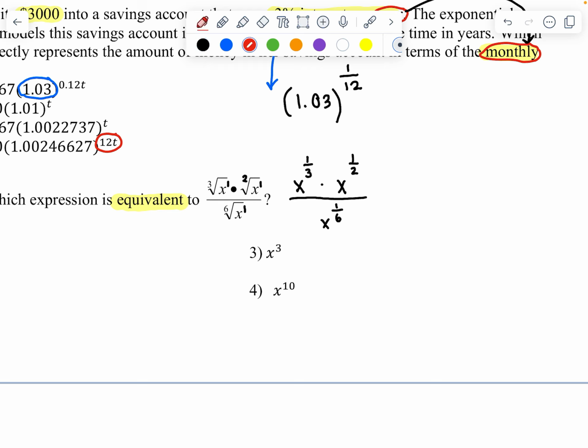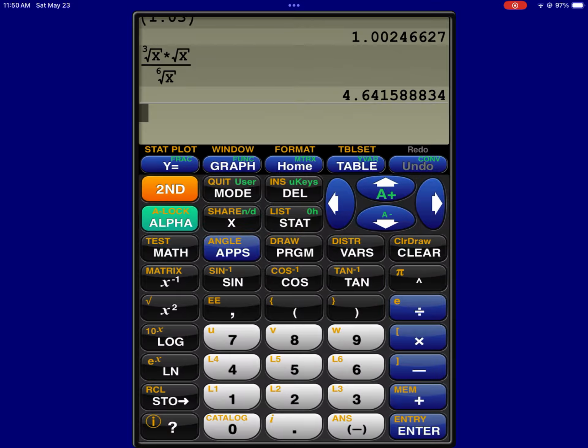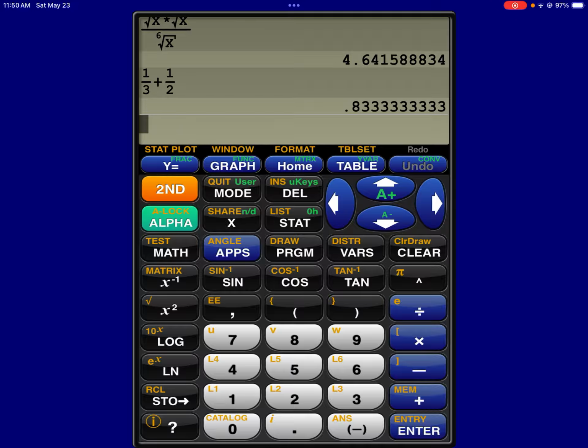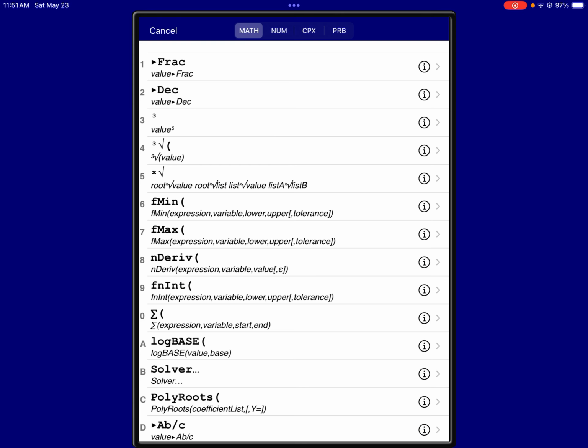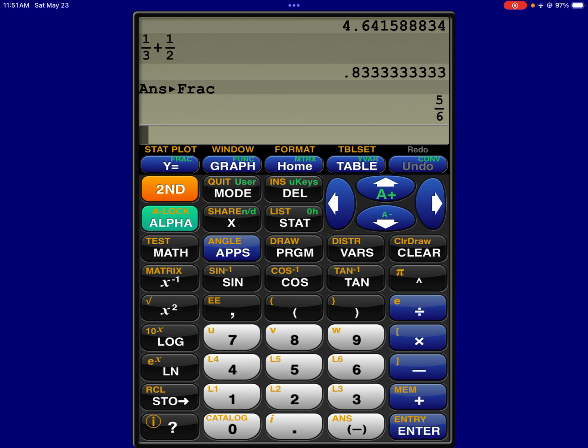Now there's a rule when you're multiplying the same base. You're going to take these exponents and you are going to add them. So our new fraction is going to be 1/3 plus 1/2. Which if I press math, fraction, I can get 5/6.